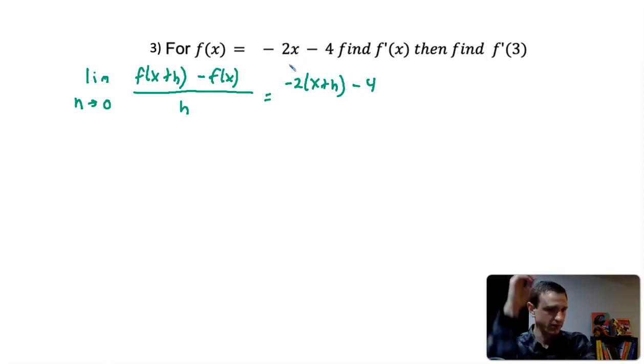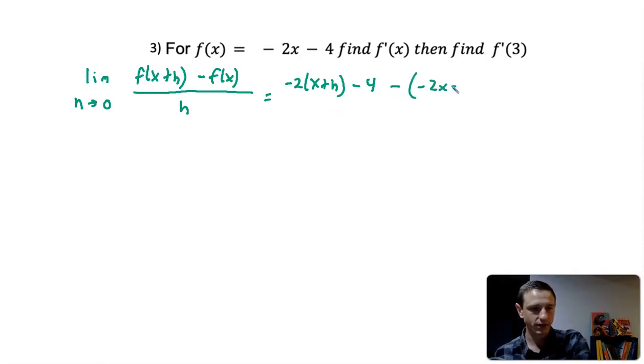Some common mistake I see is something like this, where they have negative 2x. They do the negative 2 times x plus h, but then I see a lot of people just drop that minus 4, because they don't see an x with it. This is still part of the function. So negative 2 times x plus h minus 4 minus the f of x. So minus a negative 2x minus 4.